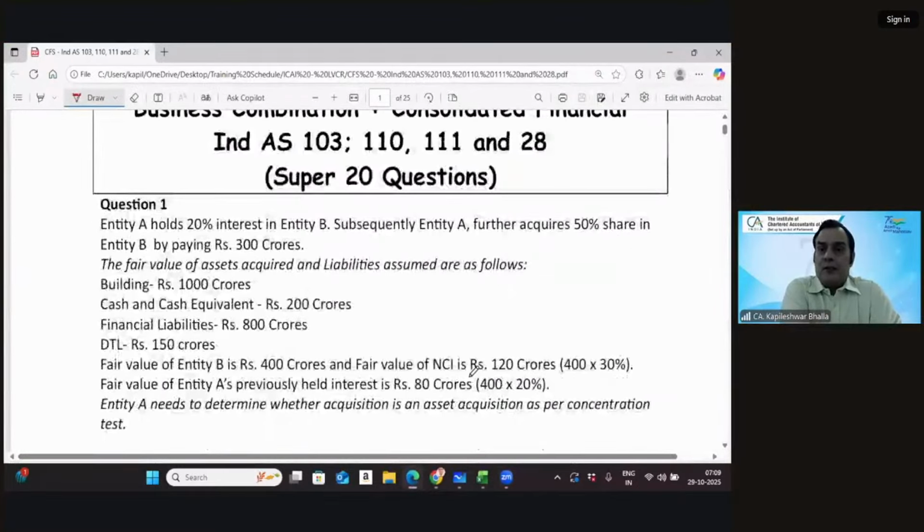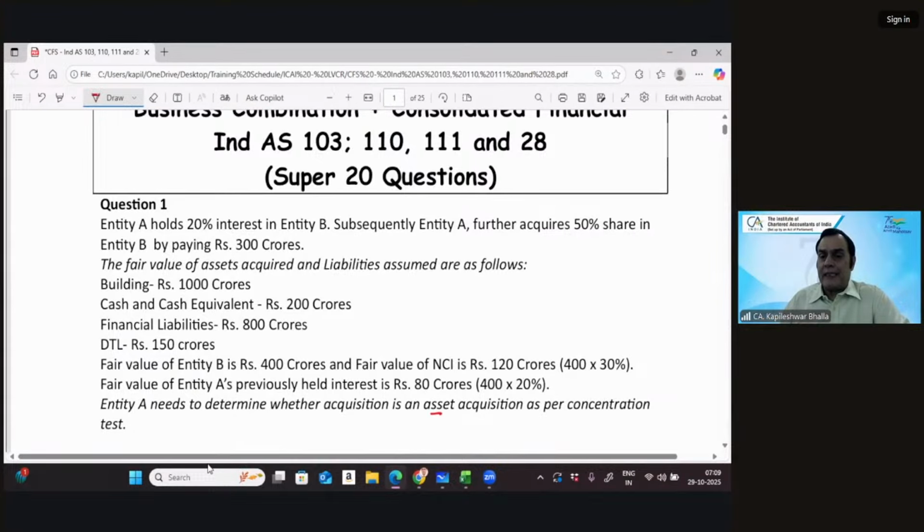Let's have a look at, first of all, question number 1. The first thing I'm doing is reading the requirement of the question. It says entity A needs to determine whether the acquisition is an asset acquisition as per the concentration test. So the idea is only to evaluate whether the concentration test is being met or not. Now let's read the facts of the case.